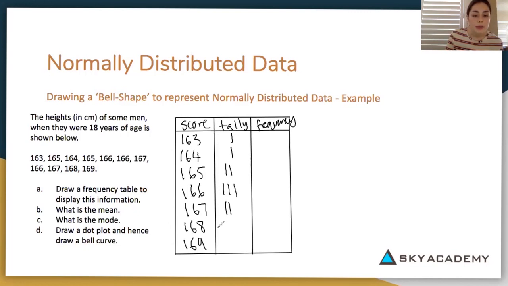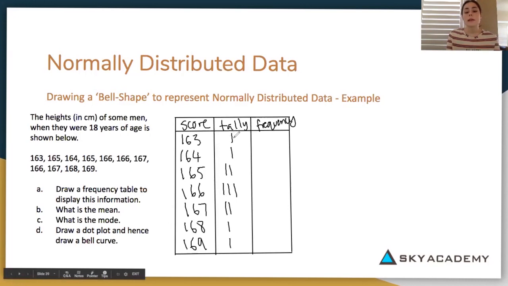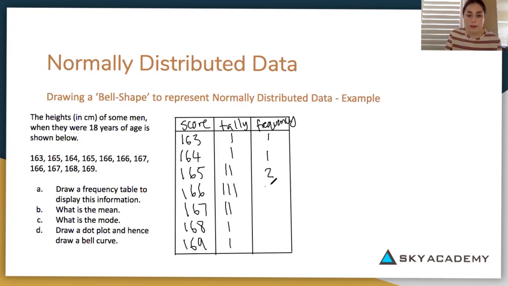So if you have a look, we can already see that it's going to be normally distributed data. You can see that on both ends, they have 2 scores of 1, then a score with 2, and then a score with 3. So it's already looking symmetrical. And so I'm just going to write my frequency in. Okay, now I've done that, I can do question B.